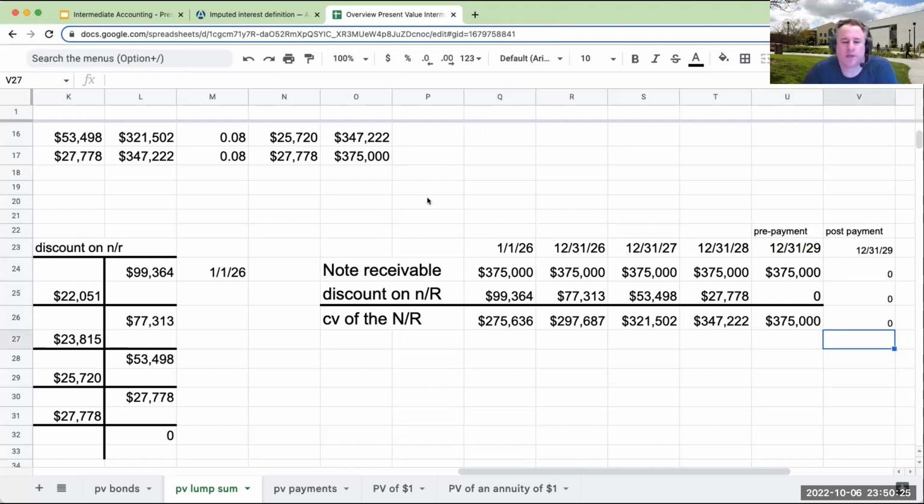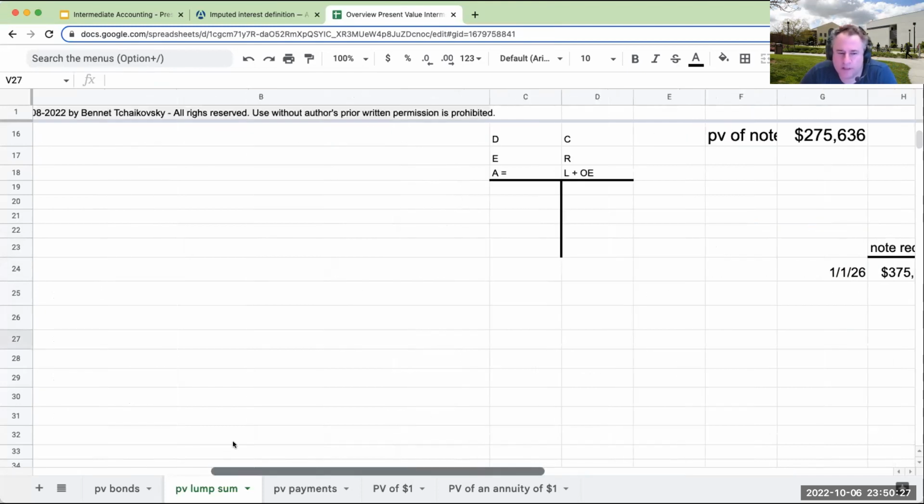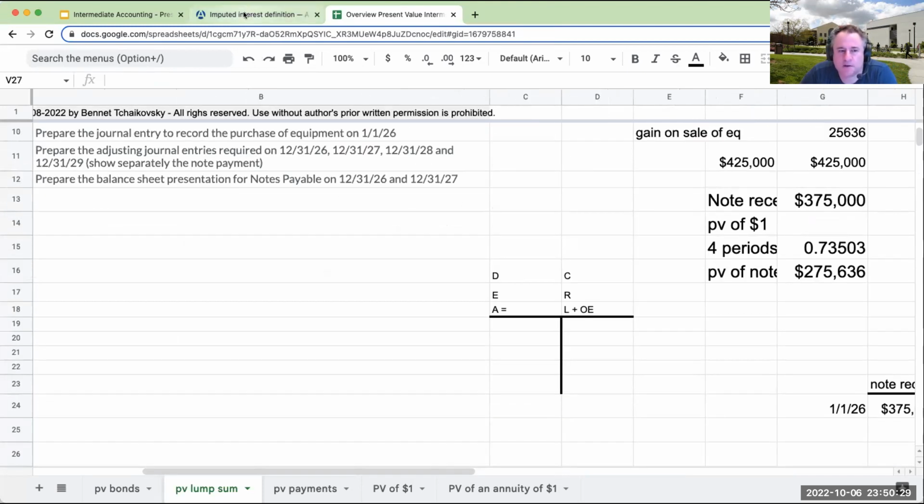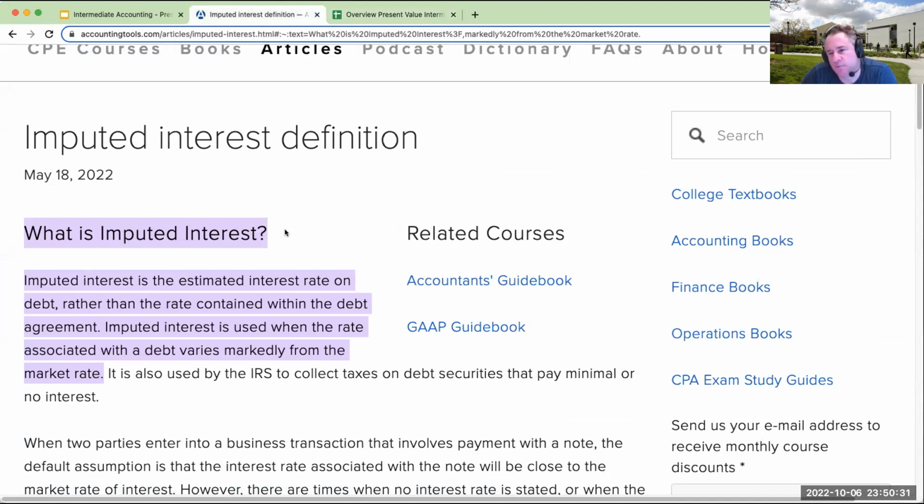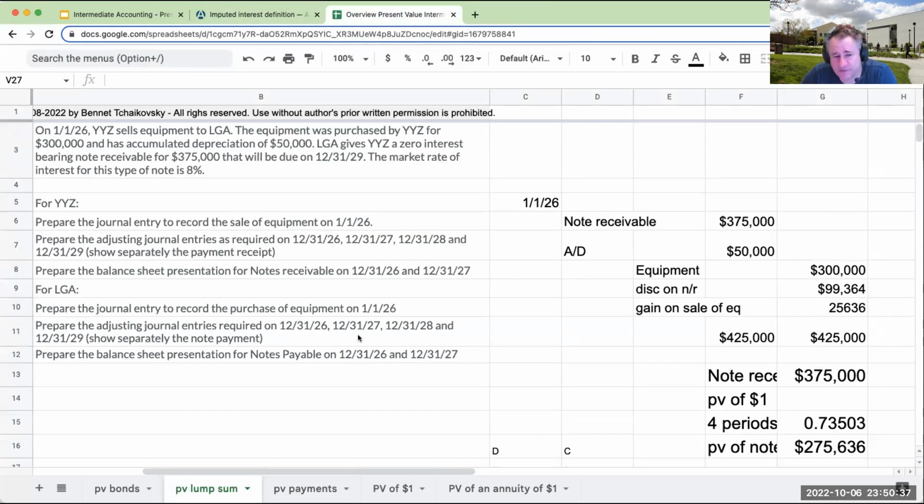So again, this is the real important thing, right? When we have to go through and impute interest, we can't assume it. If you see something that has a 0 interest rate, it's just not true. It's just something we can't do.